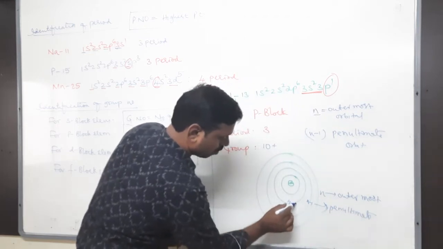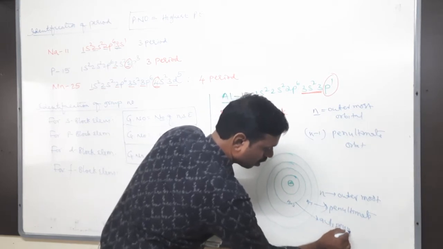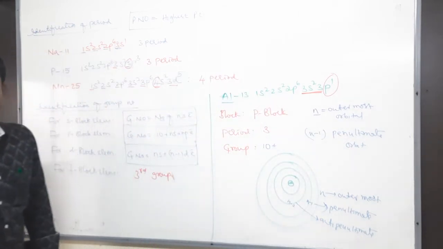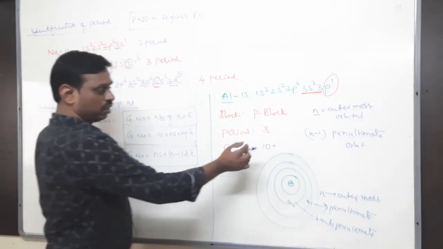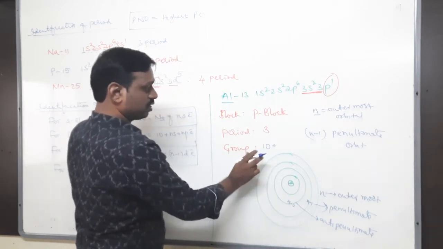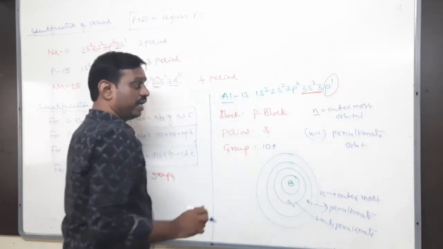From n minus 2 is called anti-penultimate shell. So therefore here also, tell me now, what is the group number? 10 plus, what is the group here for this? 10 plus ns and np.